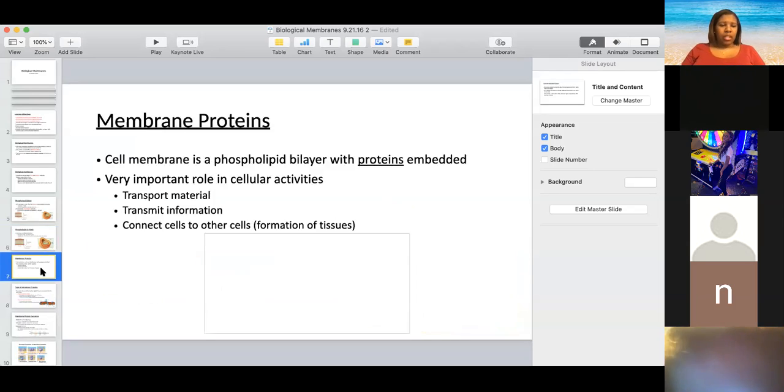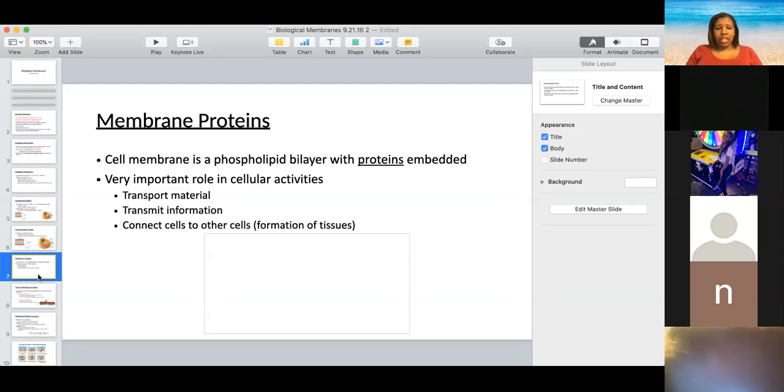We said that the cell membrane is made up mostly of proteins and lipids. We're clear that the lipid component are those phospholipids, the types of lipids that make up the cell membrane. Let's look at some of the proteins embedded in the cell membrane. Structurally, we're describing the structure as a phospholipid bilayer that has proteins embedded.